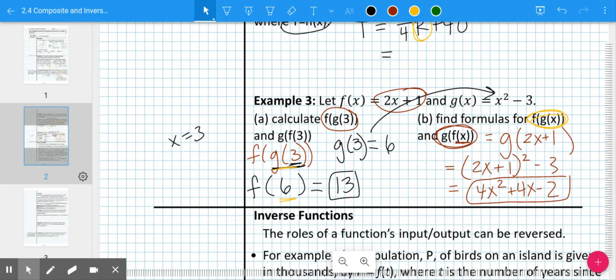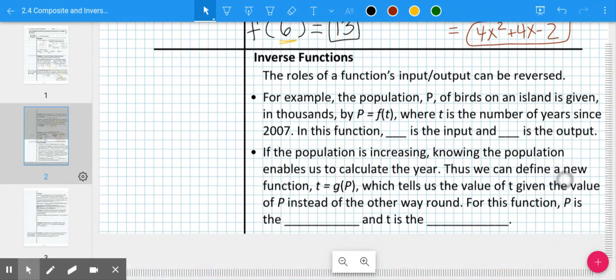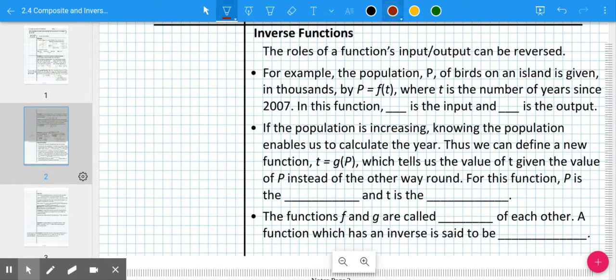In addition to composition today, we also want to cover inverses. We'll cover this a couple times. So a couple things. The roles of an input-output can be reversed. So if I'm talking about population as my output based on time t, in this case, t is the input and p, population, is the output. But if we know population is increasing, and so that can maybe help us calculate the year, maybe we want to reverse this relationship. So I could write a new function where I have t as the output and p as the input. And so this time, I'm reversing the roles here, and I'm calling p the input and t the output.